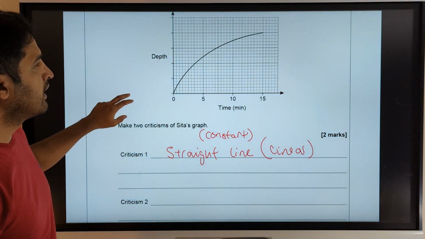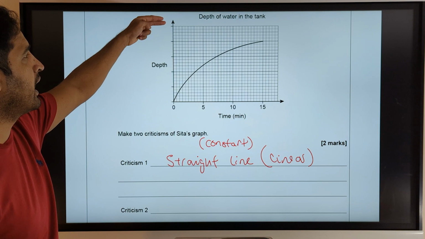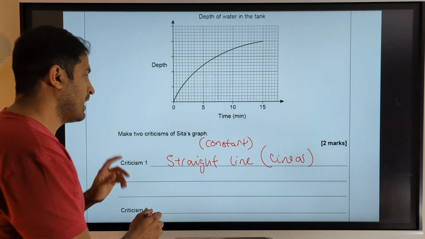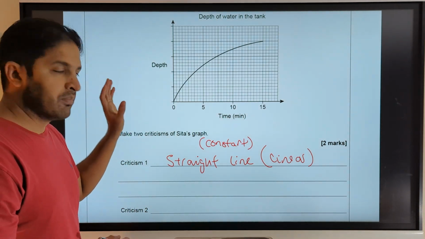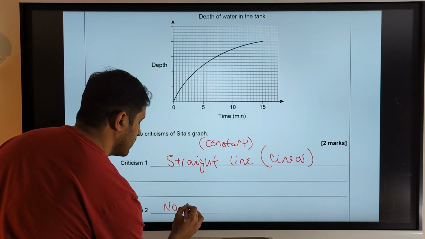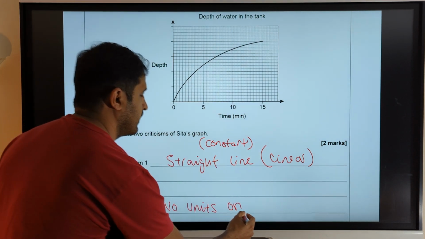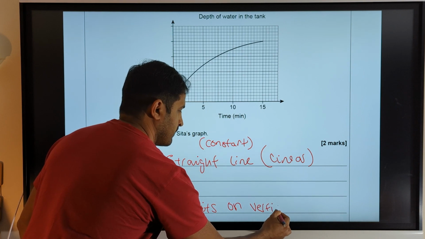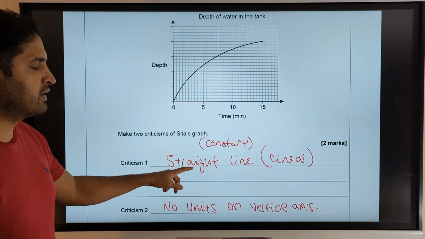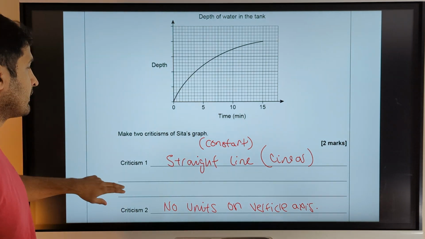And then secondly, there are no units on this vertical axis. So we don't know what that depth is going to be for each one of them. You can put them on. So that's a criticism anyway. Now, she probably knows what those units are, but no one else knows, okay? So that's a criticism. No units on the vertical axis or depth. So 1 mark for the first criticism and 1 mark for the second criticism. Again, you don't have to write paragraphs about it.